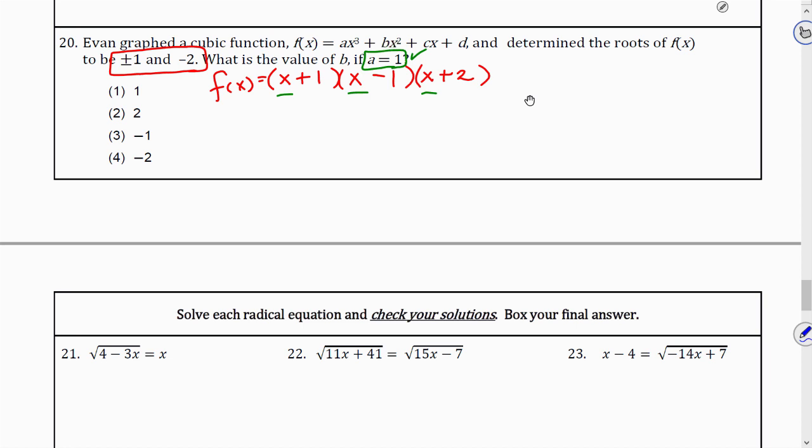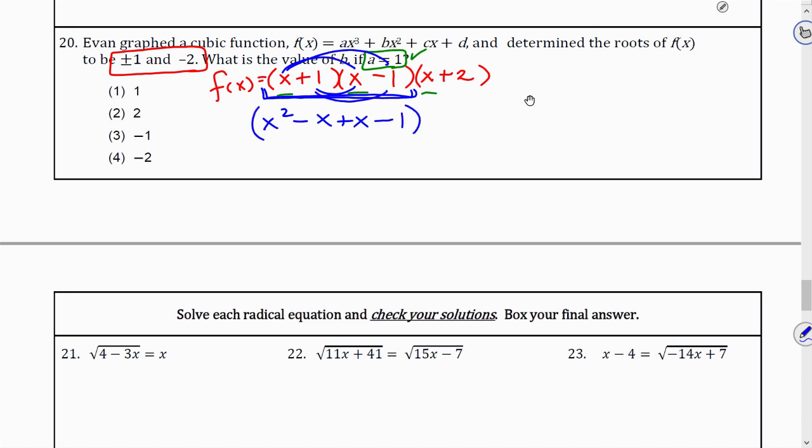Now I'll go very slowly. I will first only multiply these first two binomials together and then deal with the last one later. I've seen lots of my students make mistakes of multiplying times all of them, which is wrong. It's only multiplying 2 at a time. So I'll only do just these two first. So x times x is x squared. x times negative 1 is negative x. 1 times x is plus x. And 1 times negative 1 is negative 1.